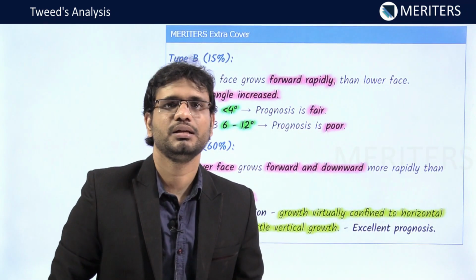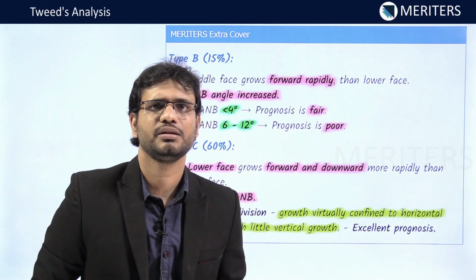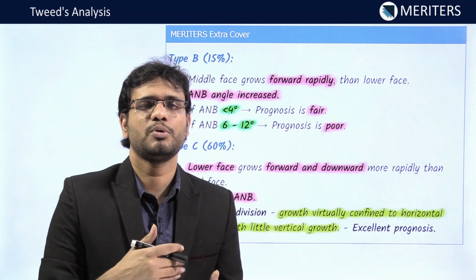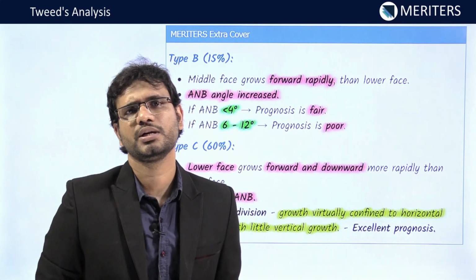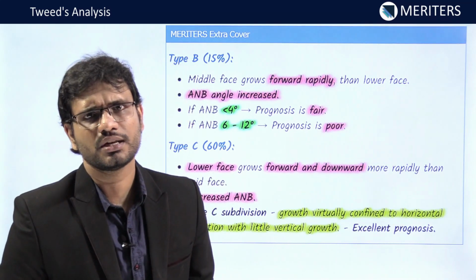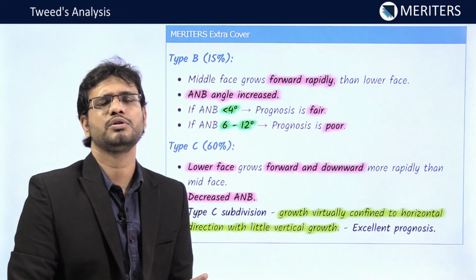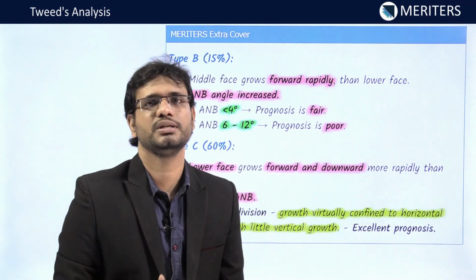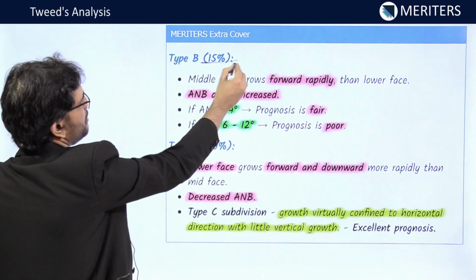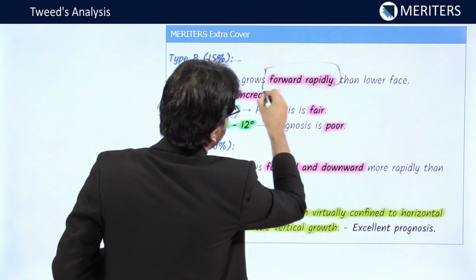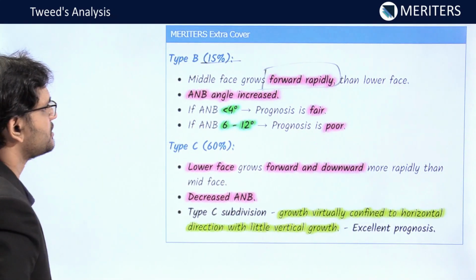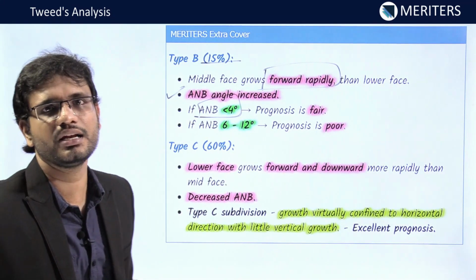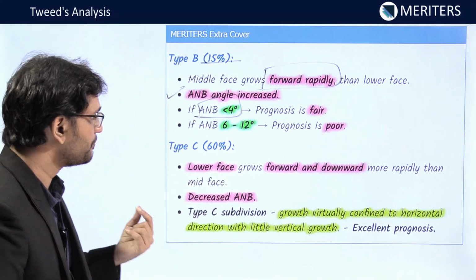Now we have type B. It is generally seen in 15% of the population, and in this the middle face grows rapidly, right? And it grows much more rapidly than the lower face, and in this particular case the A and B angle is increased. So generally what happens, if A and B is less than 4 degrees, then we have a fair prognosis, but if it is 6 to 12 degrees, then the prognosis becomes very poor, right? So type B, 15% are seen. The middle face will be growing forward more rapidly than the lower face. The A and B angle is increased. If A and B is less than 4 degrees, then the prognosis will be fair, and if it is 6 to 12 degrees, then it will be poor.